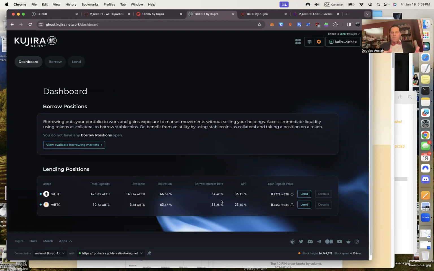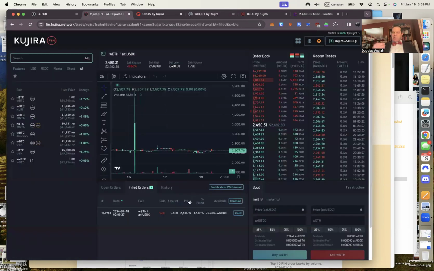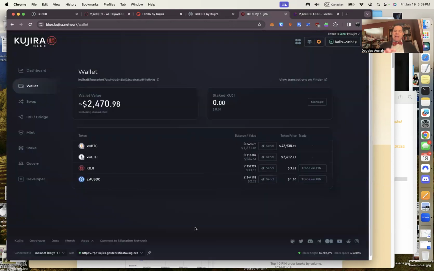Okay, so I store my Bitcoin and Ethereum in Ghost. I trade whatever trade I'm doing for that particular day by going to Fin and placing limit orders to get the best value proposition for trading, for example, my Ethereum to Bitcoin. And then I keep track of that information in its own wallet.